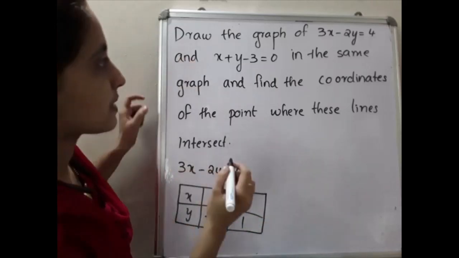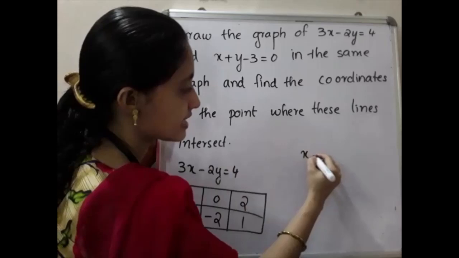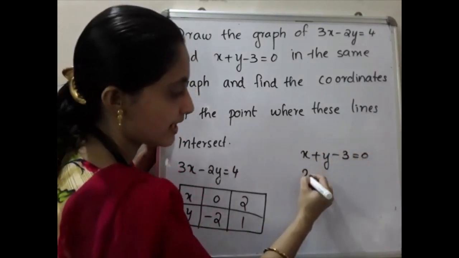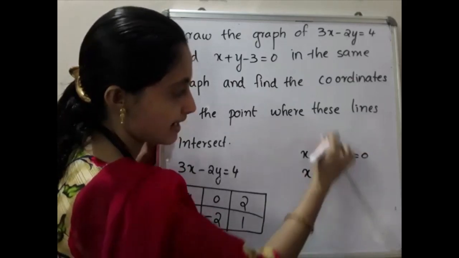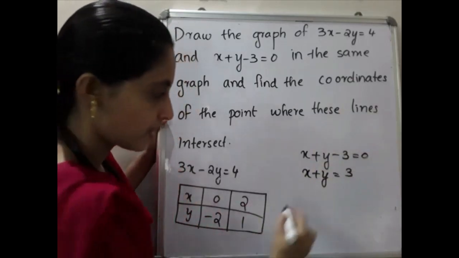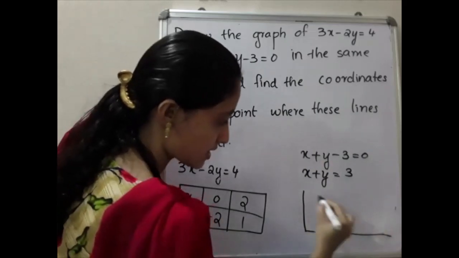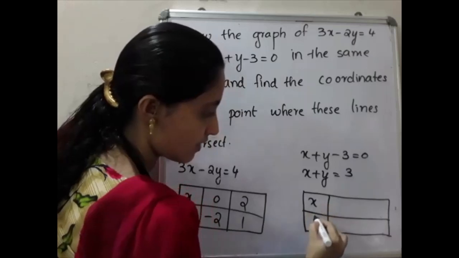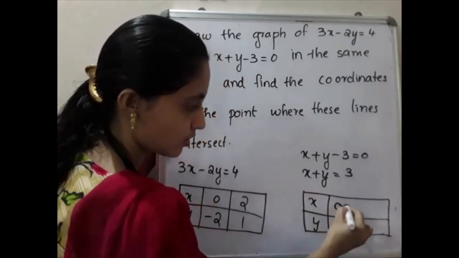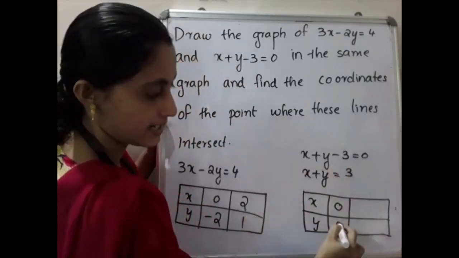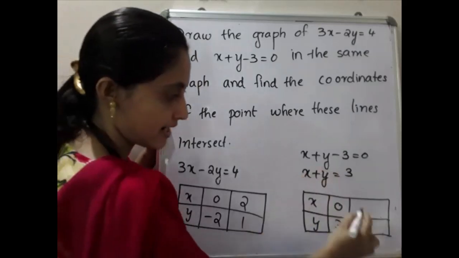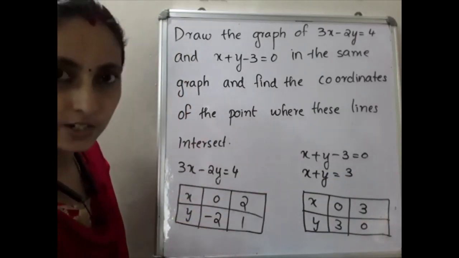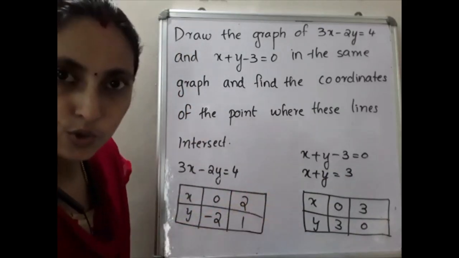Next line is x plus y minus 3 is equal to 0. We can write this as x plus y is equal to 3, because when the minus 3 moves to this side it becomes plus 3. Then, in a similar way, you have to draw the box with x values and y values. Put x is equal to 0: y is equal to 3. Then y is equal to 0: the x value is 3. So directly, easily, you got the two solutions.